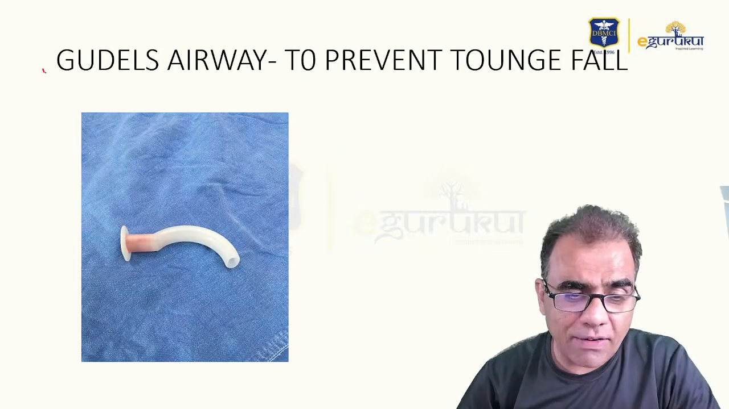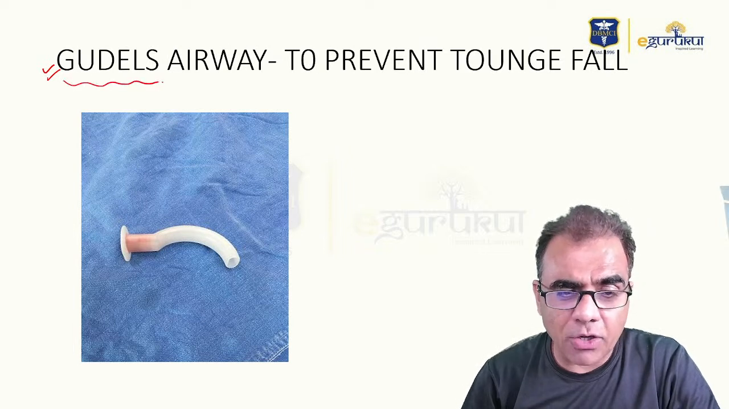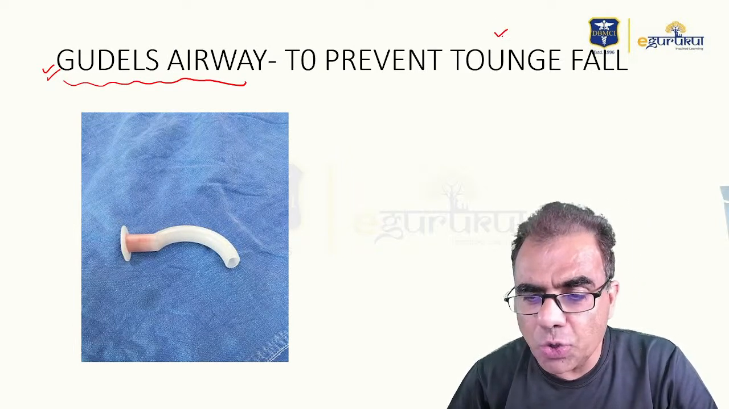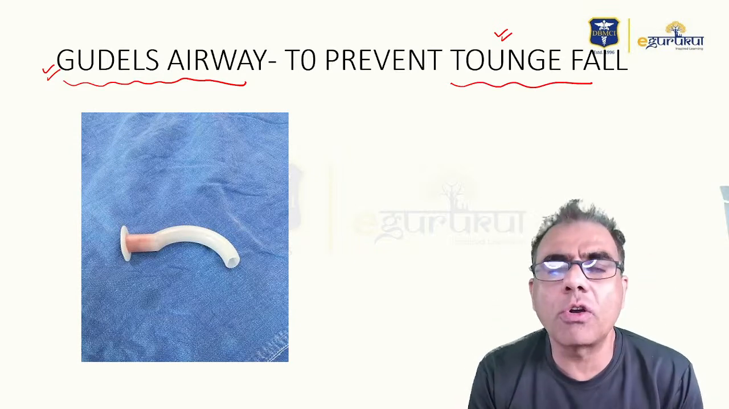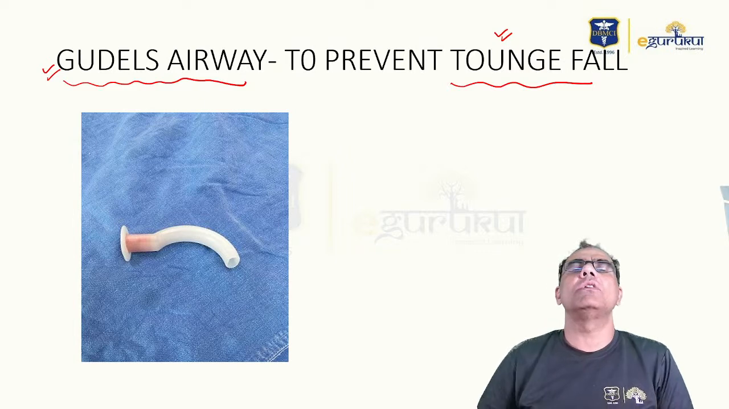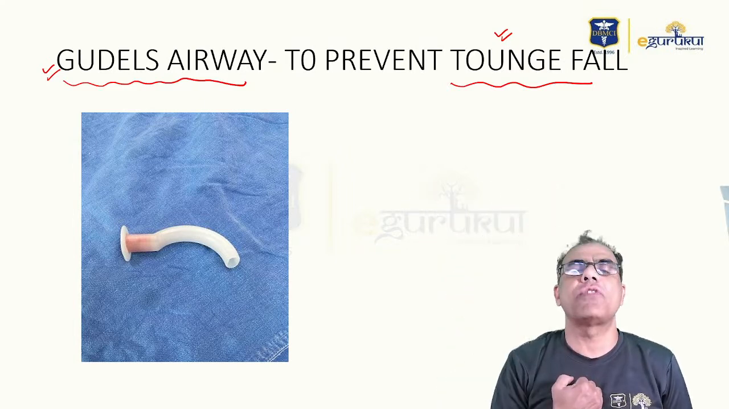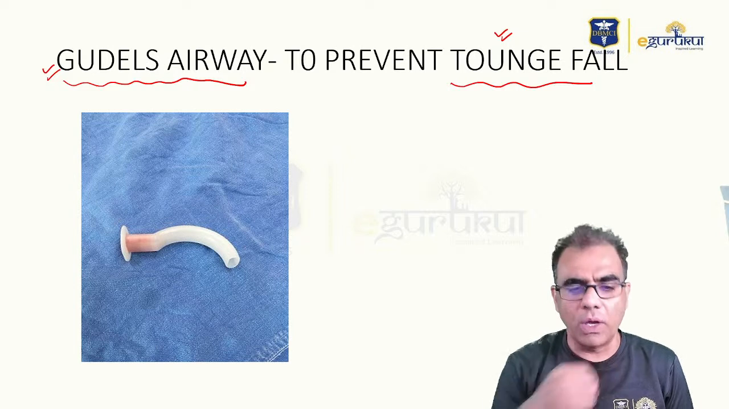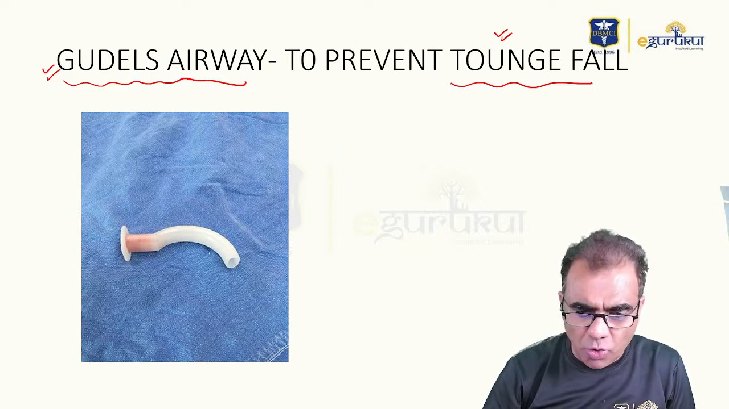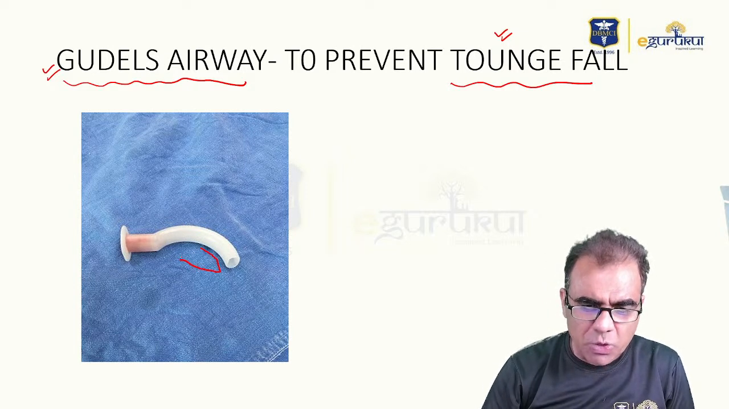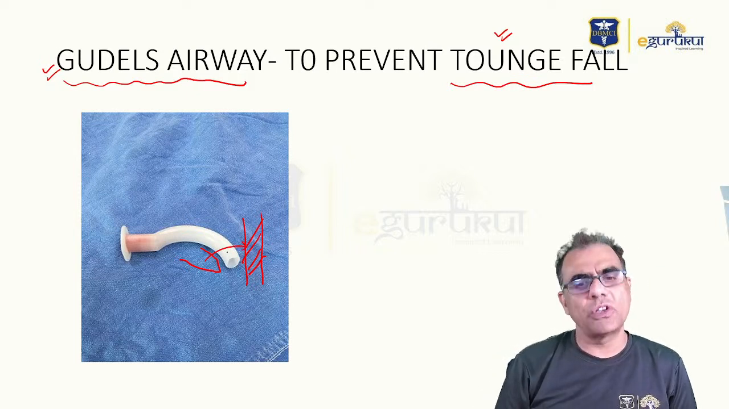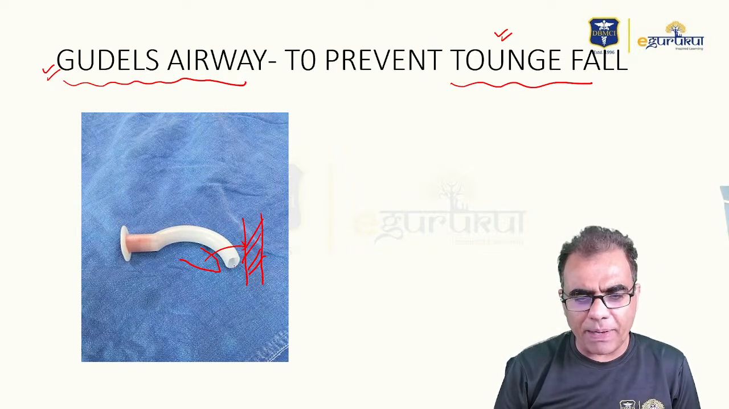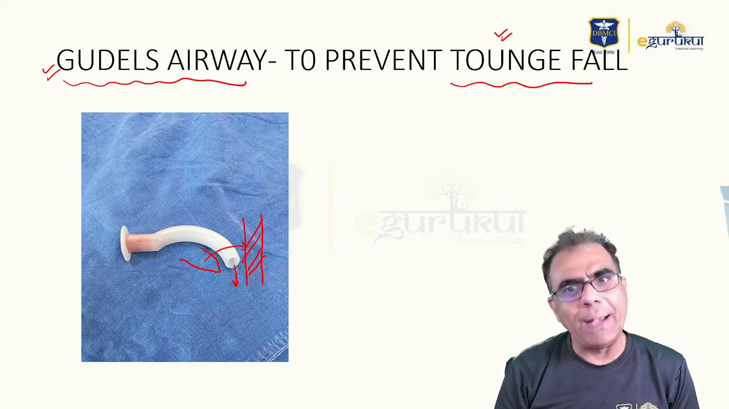Then this Guedel's airway is a very important part of the resuscitation kit, and this is used to prevent tongue fall. Why? Because you all know that the most common cause of airway obstruction in an unconscious patient is the tongue falling back on the posterior pharyngeal wall and then obstructing the airway. So Guedel's airway is placed like that so that this portion lies between the tongue and the posterior pharyngeal wall, preventing the tongue from falling back, so that way patency of the airway will be maintained.